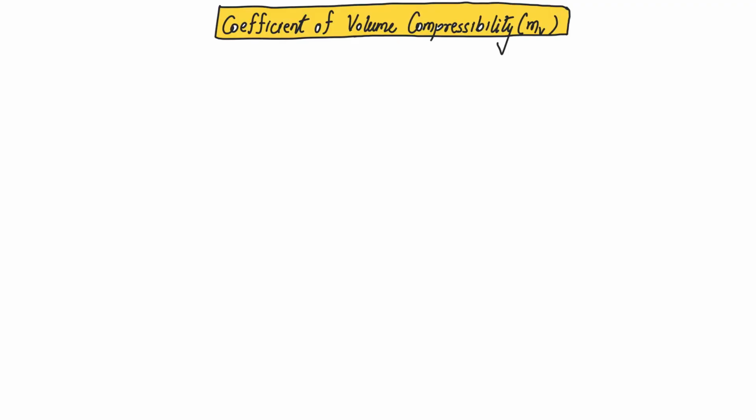Hello everyone, welcome back to this lecture in which we are going to study the coefficient of volume compressibility, indicated by mv. This is an important term when you are studying the consolidation of soil. So what is mv? mv, or the coefficient of volume compressibility, tells you how much volume is compressed, or how much volume is reduced, with respect to the increase in effective stress in the soil.